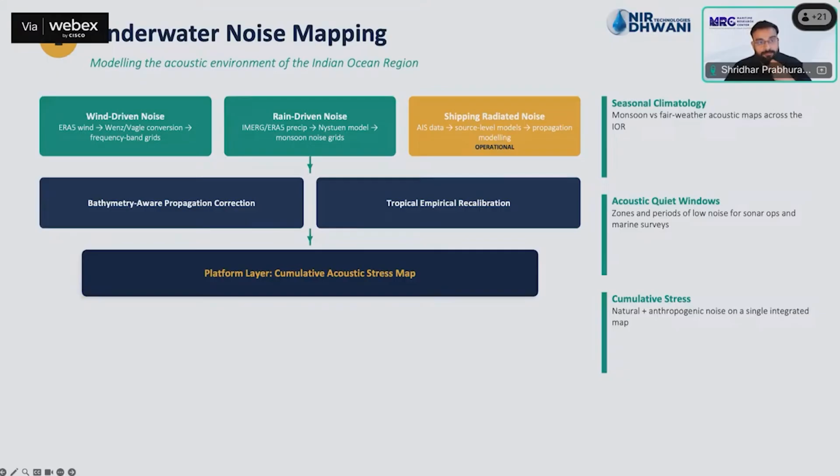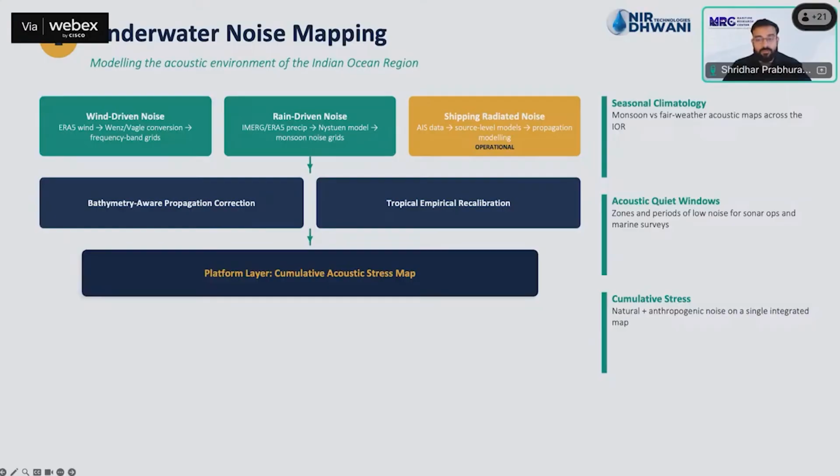So that's one example. But broadly speaking, the first initiative, underwater noise mapping, covers modeling the acoustic environment for the complete Indian Ocean region. Now, if we talk about the Indian Ocean noise floor in general, there are 2 major natural contributions. One is wind-driven noise, which is caused by wave breaking and also the rainfall impact, apart from the shipping noise. And all 3 of these are extremely significant in the IOR because of the diurnal and seasonal changes in the environment. We have extremely high rains, and we have the monsoon that happens across the region.